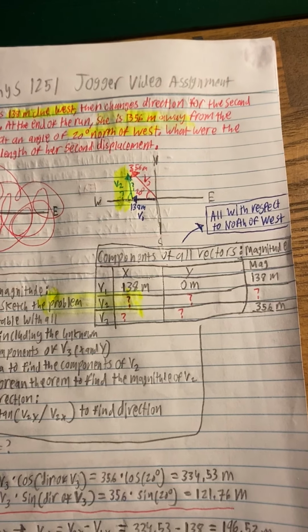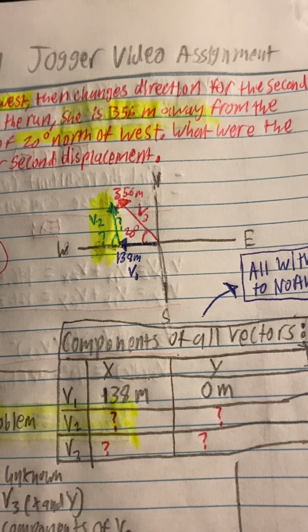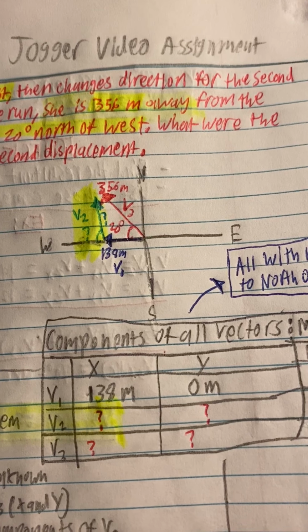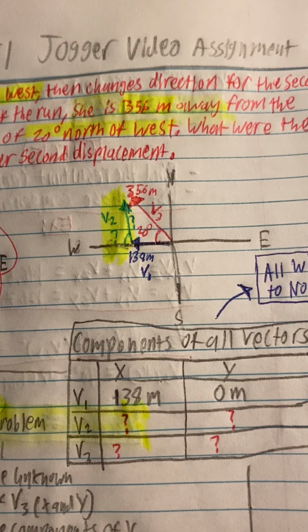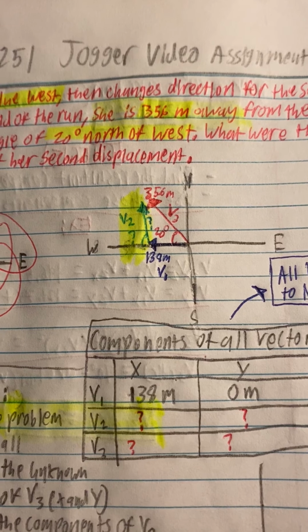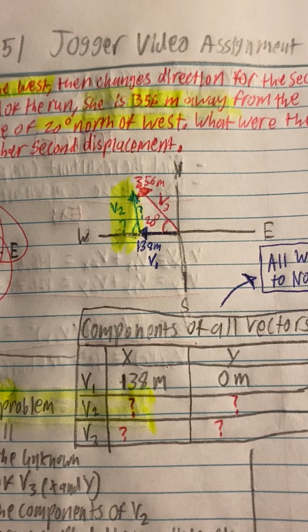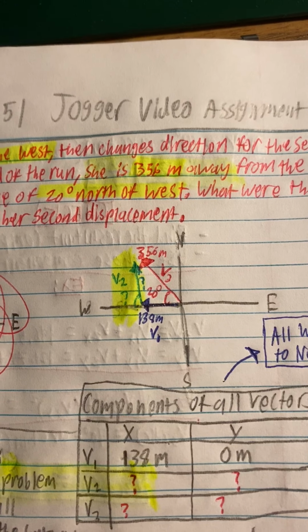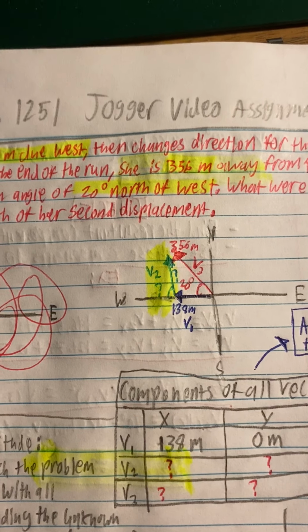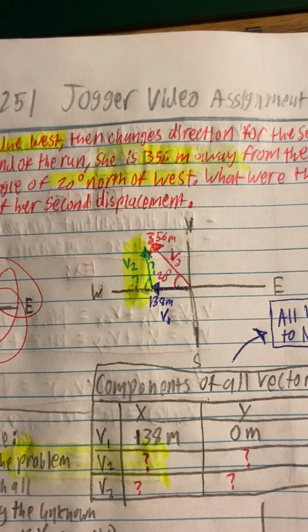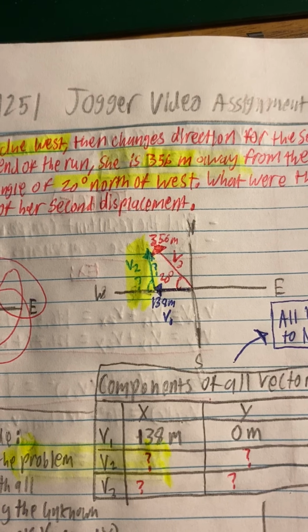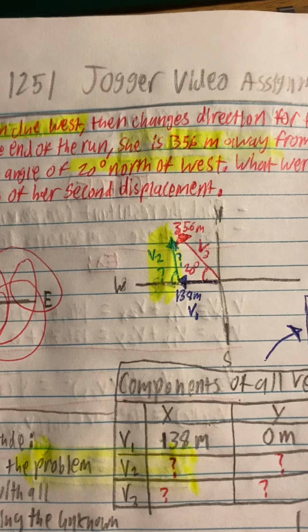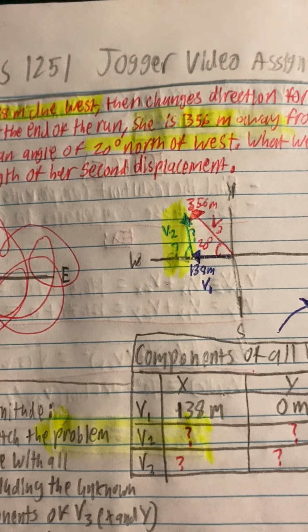So what do we need to do exactly? Because we sketched it out, we have vector 1 traveling solely west on its x component, and there's no y component whatsoever. And then we see vector 3 traveling upward north of west 20 degrees at a distance of 356 meters. But what about vector 2? That's what we're solving for.